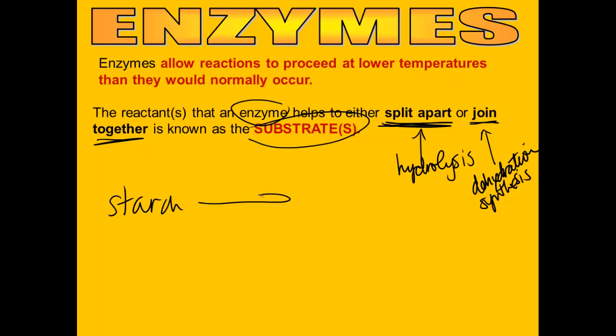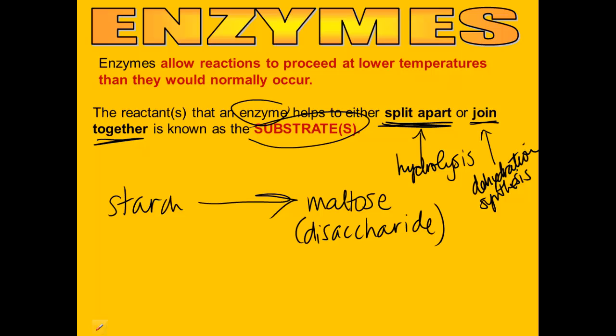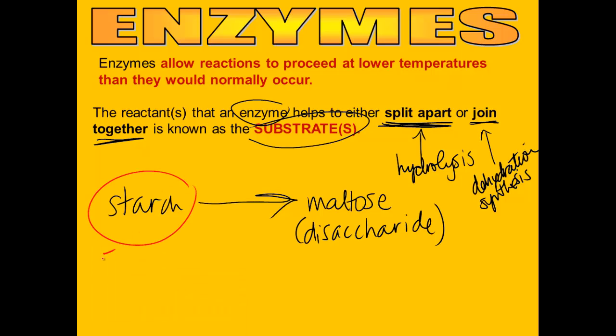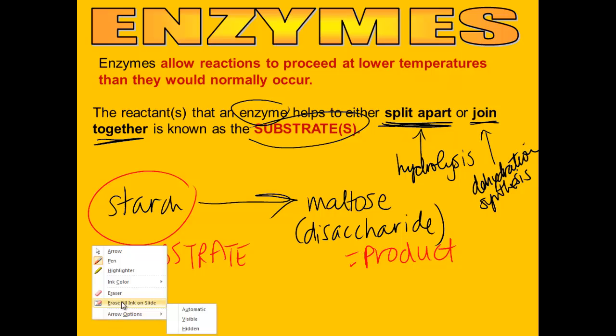And the substrate is the thing that is being changed, the reactant. So if you take starch and you turn it into maltose with the enzyme amylase, maltose is a disaccharide, then the starch is the reactant, the starch is the substrate. Maltose, what the starch gets chopped up into, is the product. So enzymes turn substrates into products.